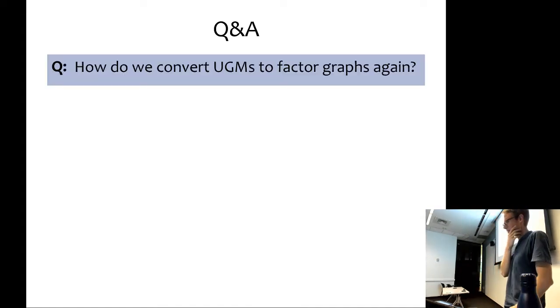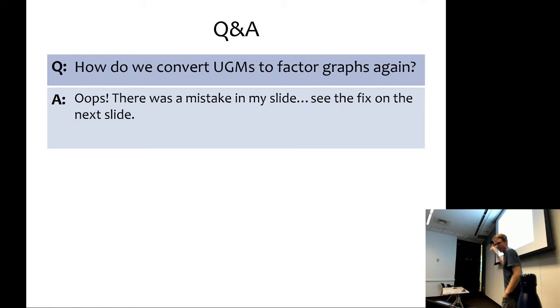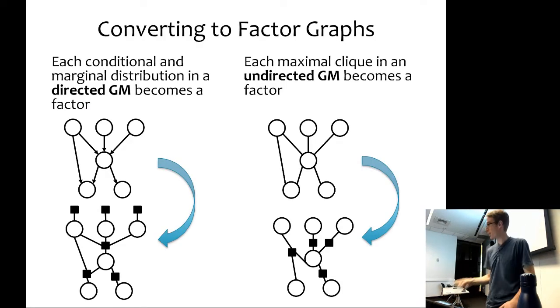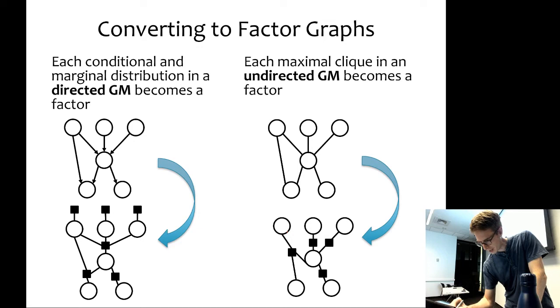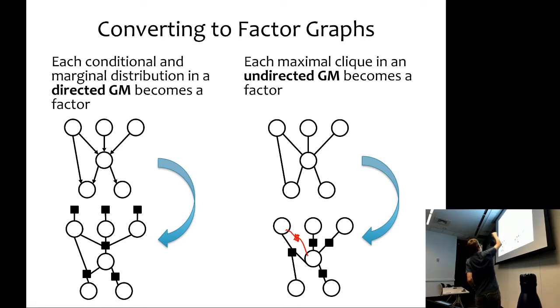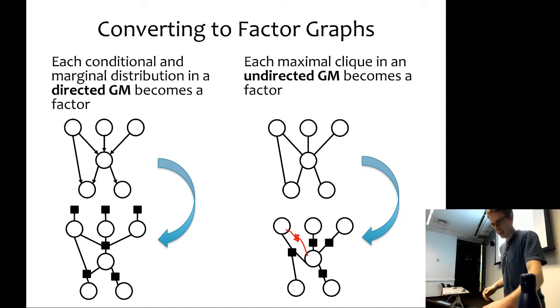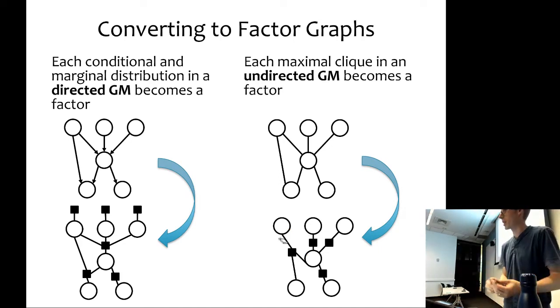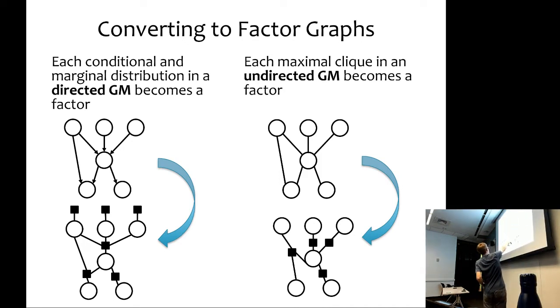One that came up was, how do we convert undirected graphical models to factor graphs again? So there was a mistake in my slide, and here's the corrected version. The broken version had an additional factor in here. To convert an undirected graphical model to a factor graph, each maximal clique in the undirected graphical model becomes a factor. I had interjected this extra red factor, which we're now correctly removing. And so here you can see that we have one factor per maximal clique in the original graph.